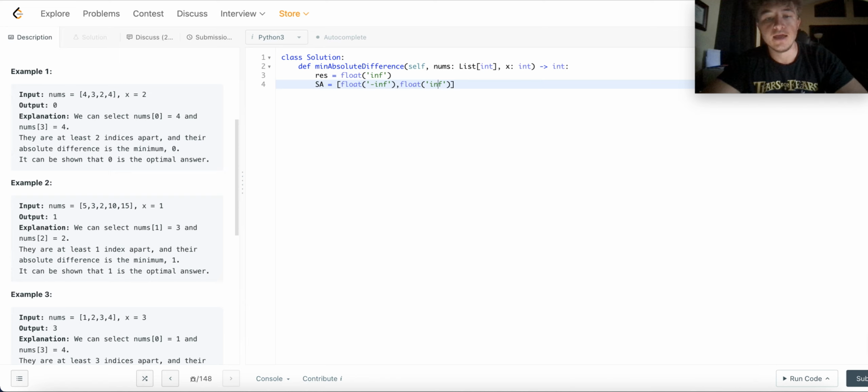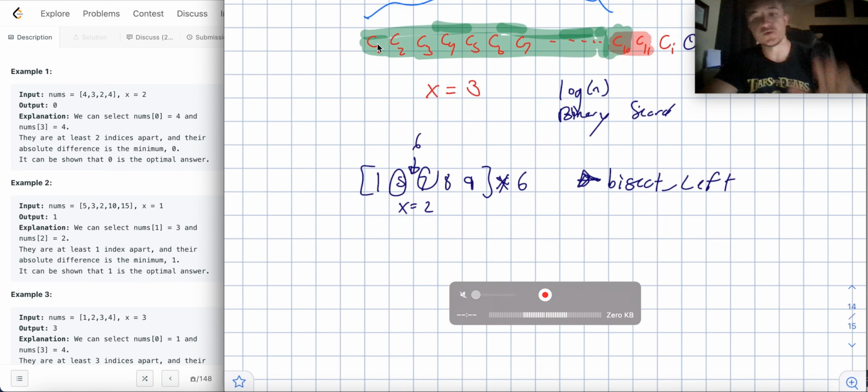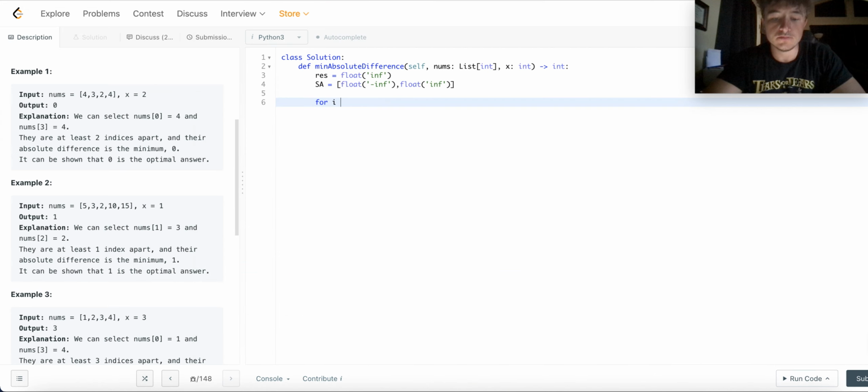Okay. And then what we need to do is, well, we'll look at each element. Now we don't need to start with the first element, right? Because we want to start delayed, right? Because if x is 3, well then C2 can't be compared to anything behind it. C3 can't be compared to anything behind it. You have to start at C4. So you have to start at 0, 1, 2, 3. You have to start at the third index. So we'll say for I in range X, and then we'll look at all the numbers.